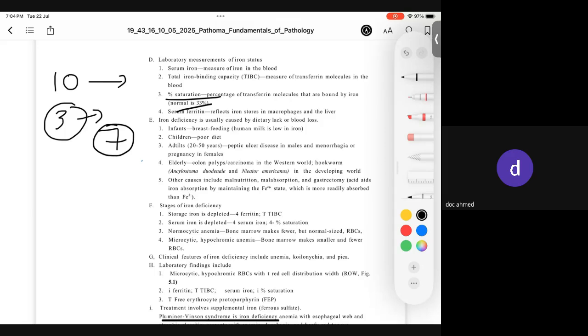Keep that in mind, right? So can I say that the normal percentage saturation of your transferrin molecules is 30 to 33%? Yes, because out of every 10, only 3 are normally bound. So that's basically going to be your percentage saturation. We are going to discuss these entire things once we come to lab values. And I just told you that ferritin is inversely proportional to your transferrin molecules, and that makes a lot of sense as well.